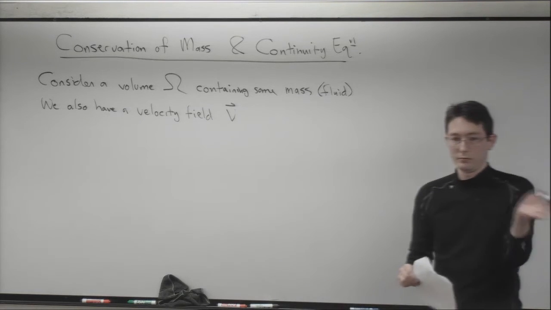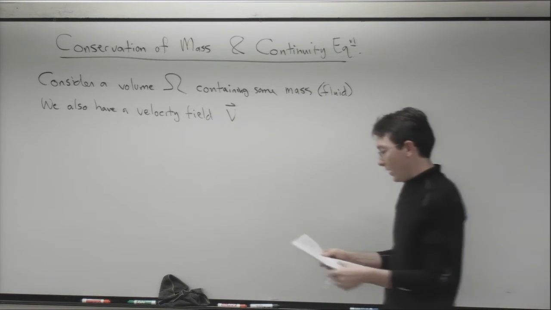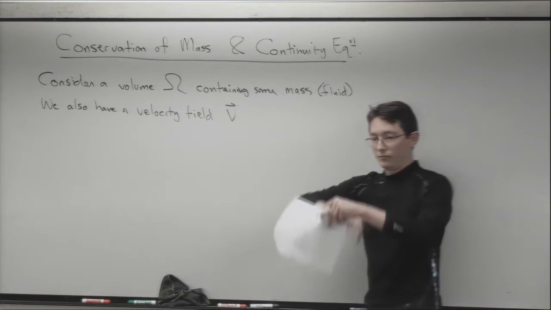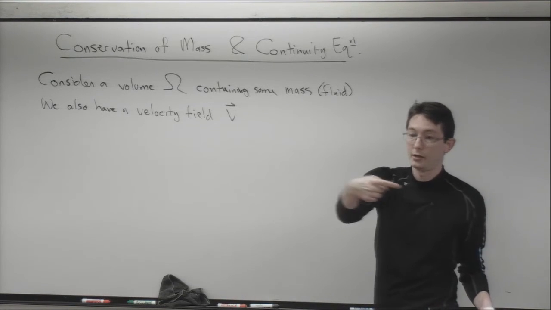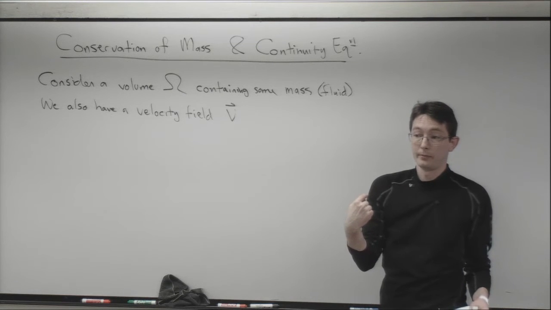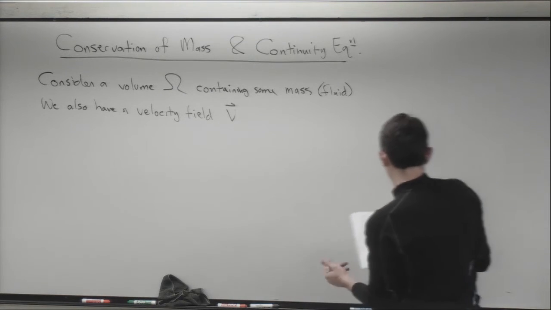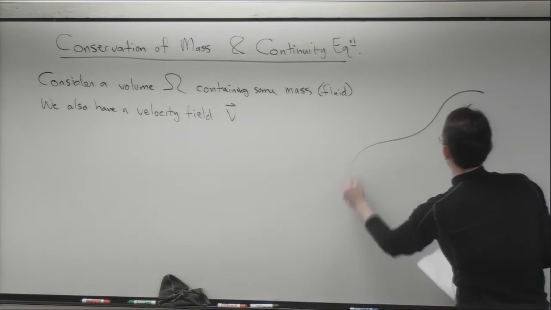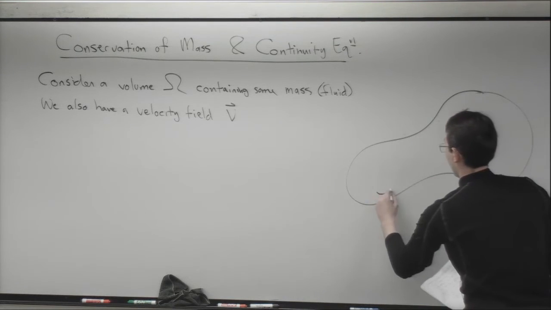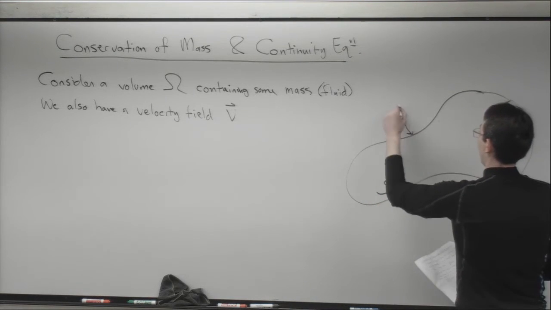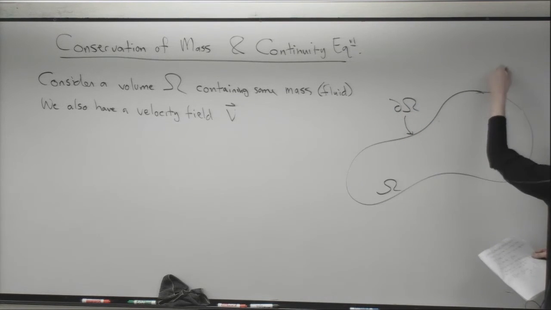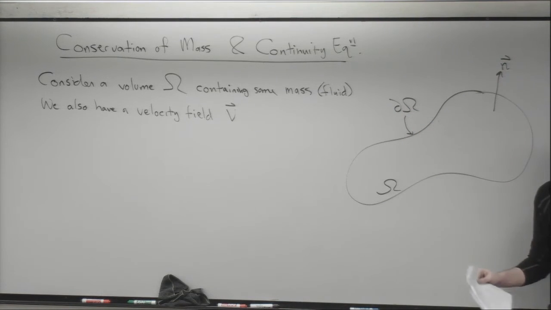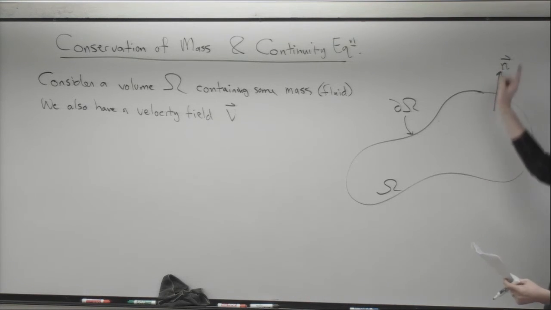V arrow, okay? So this velocity field exists everywhere that the fluid exists, and it tells me where and in what direction, how fast the fluid is moving, okay? So I have this volume omega. The boundary is called partial omega. I always have some normal vector pointing out of the surface. So surfaces are defined so that they have a normal sticking out of the surface.